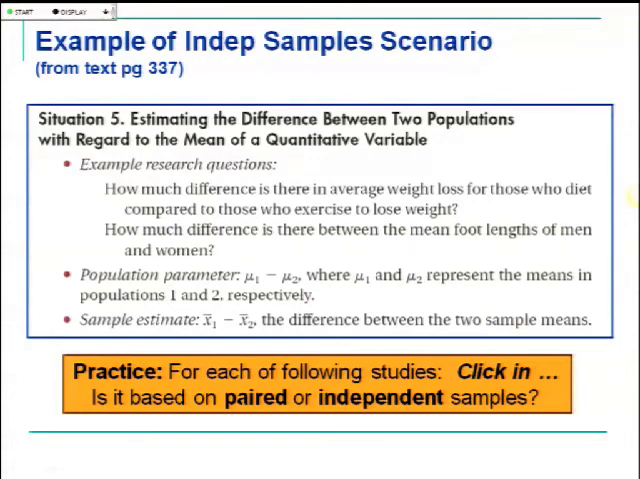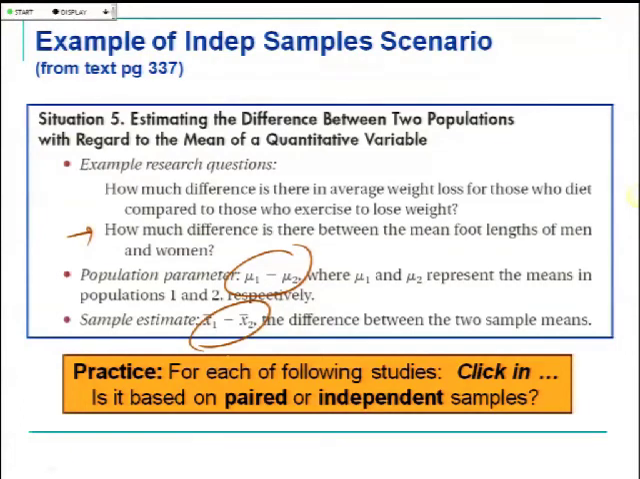And I'm not sure why this would be an interesting research question, but how much difference is there between the mean foot lengths of men versus women? But it would be a two sample scenario. The parameter is mu1 minus mu2, two separate means and their difference. The estimate, well, makes sense, I hope. X bar 1 minus X bar 2.